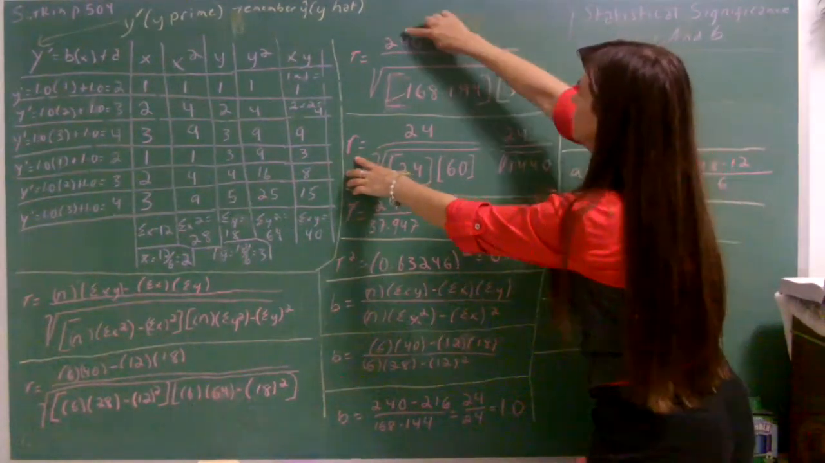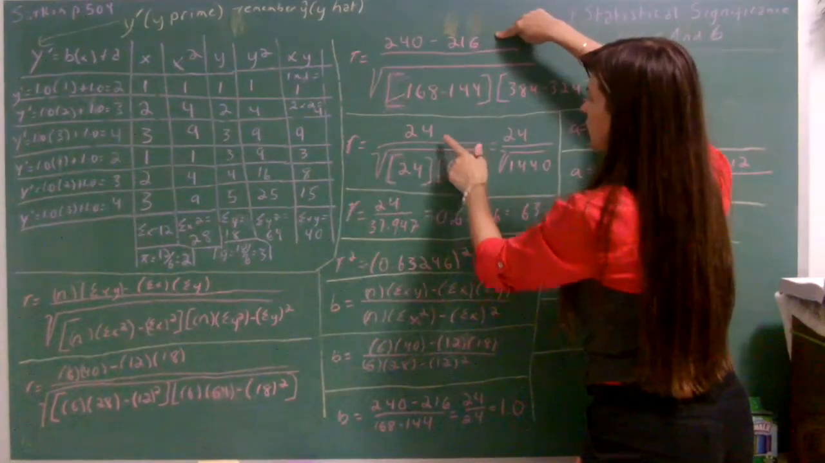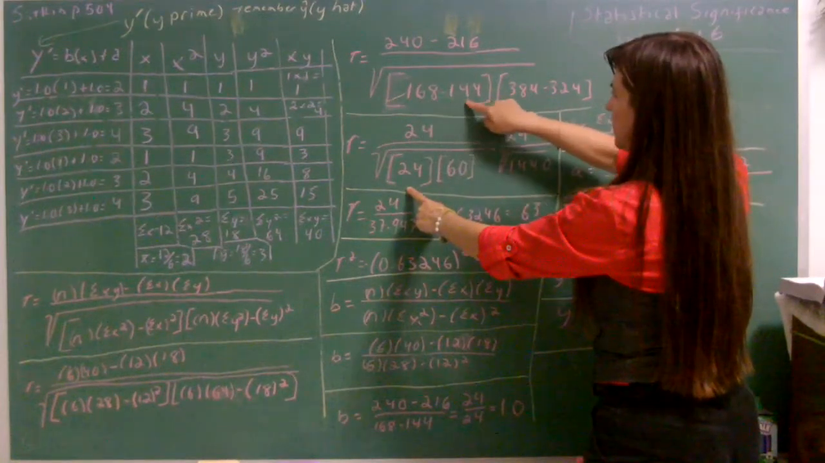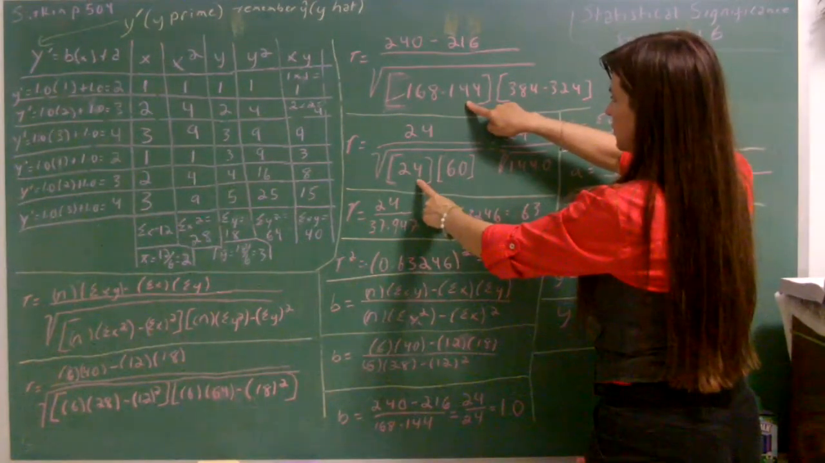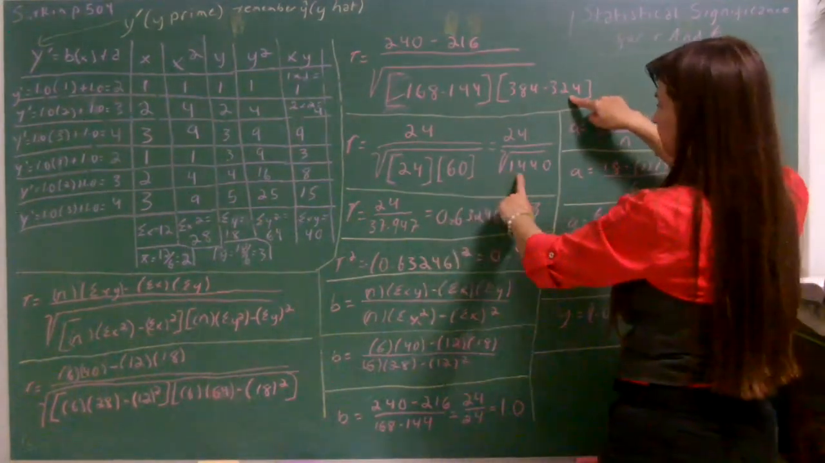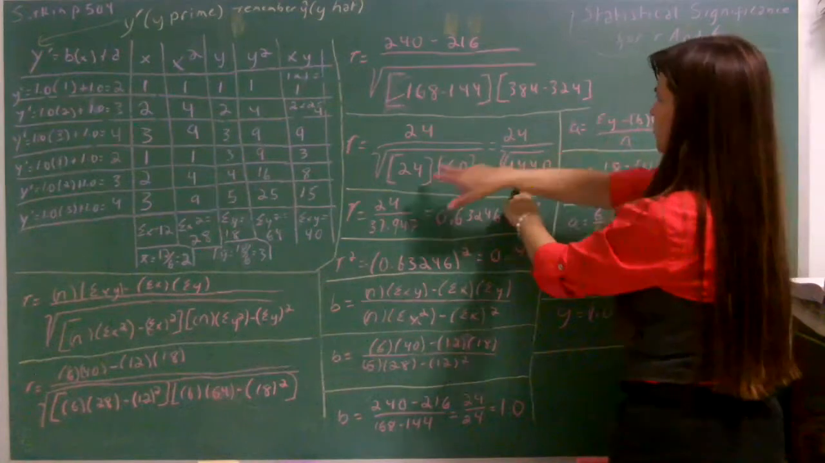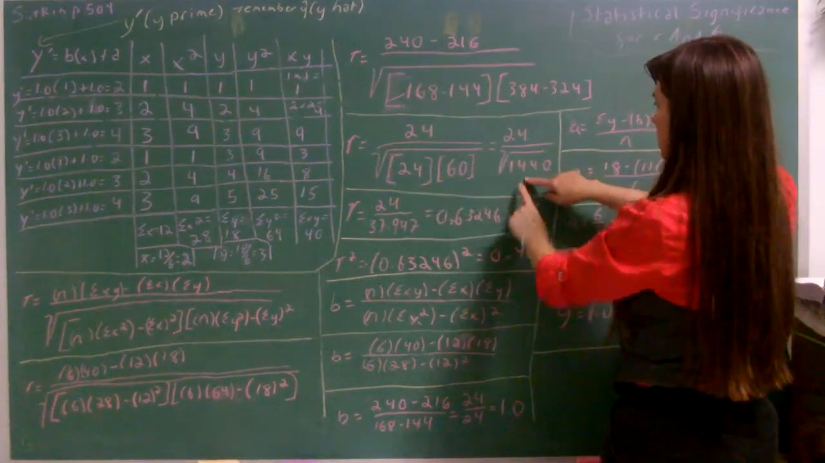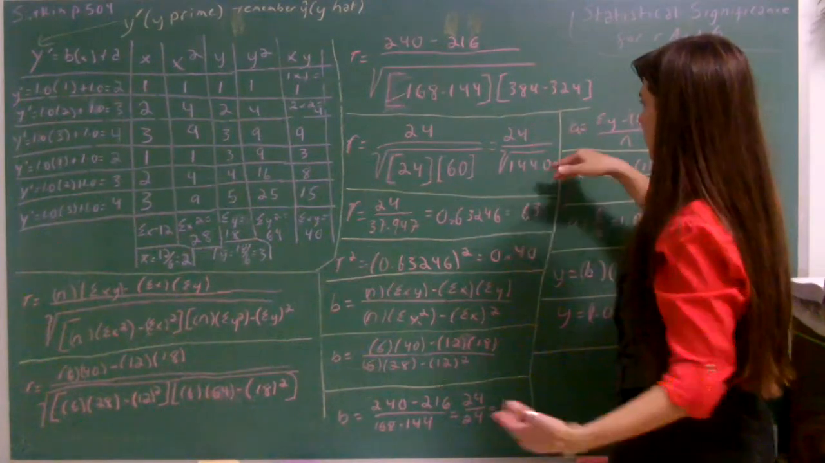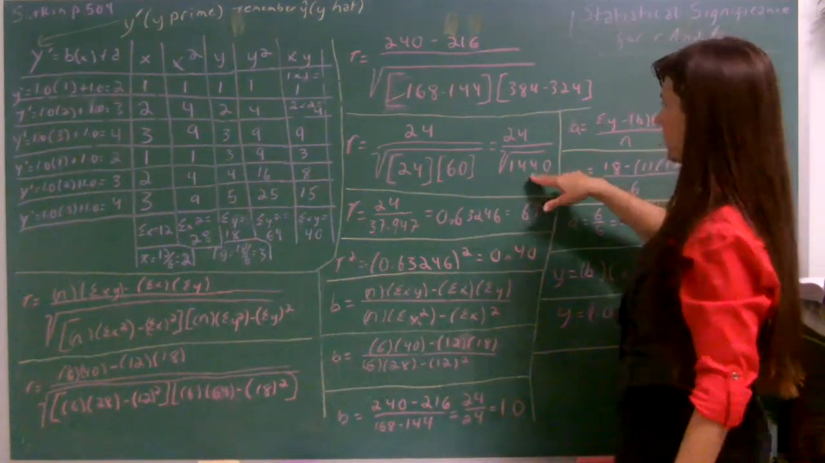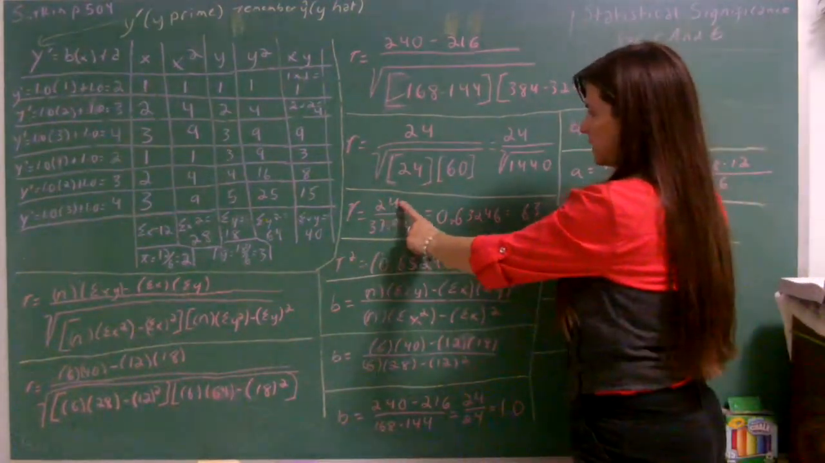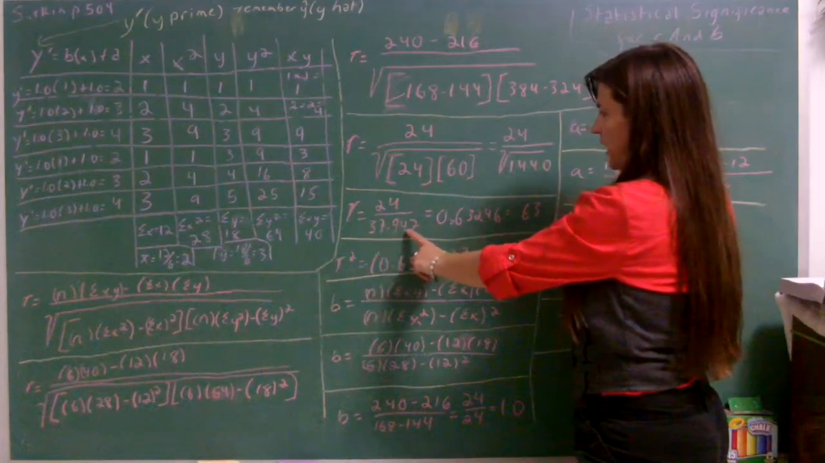R equals, then we go 240 minus 216, 24, divided by the square root of, first we go 168 minus 144, 24, and 384 minus 324 equals 60. Then we show our next step. Yes, we show we can multiply. 24 times 60 equals 1,440. That's over 24. So now we got to take care of that square root thing. What times what equals 1,440?